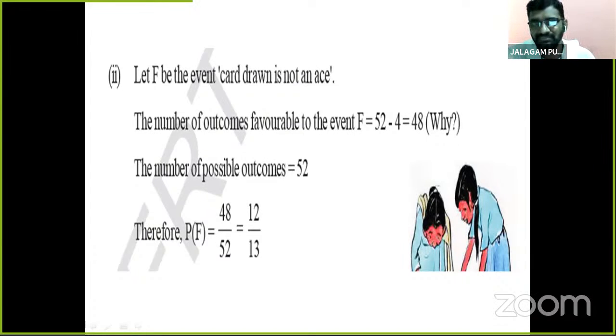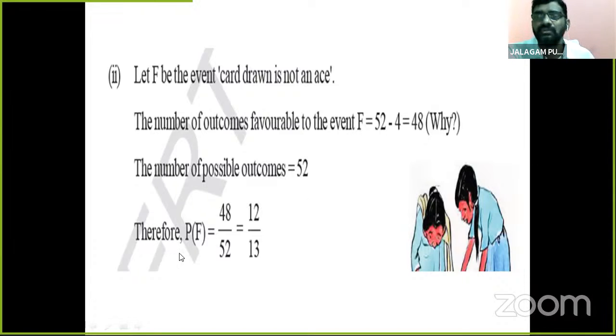Have you understood? The number of favorable outcomes is 48. Why? Because those 48 cards do not belong to ace, so they are not an ace. How many favorable outcomes are there? 48. And we already learned that the total number of possible outcomes is 52.